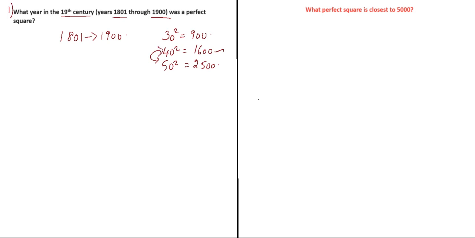Now let's find out the values of 41 square, 42, 43, 44 and so on, and see which of these values are present in this particular range. So this is what we are going to do now. First of all, 40 square. What is the value of 40 square? We know already it is 1600.